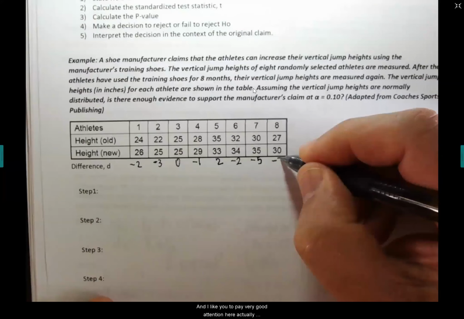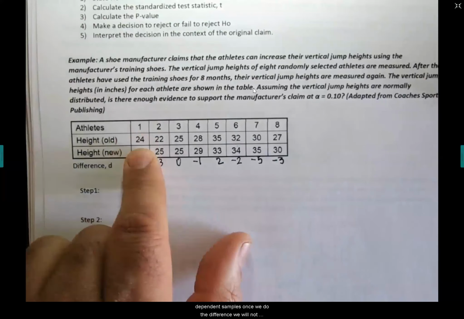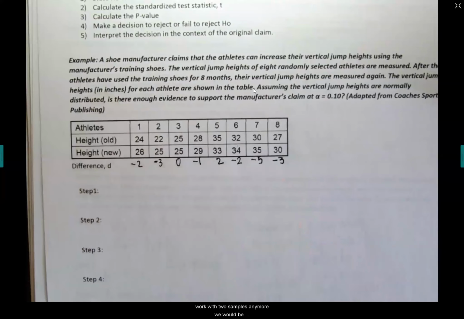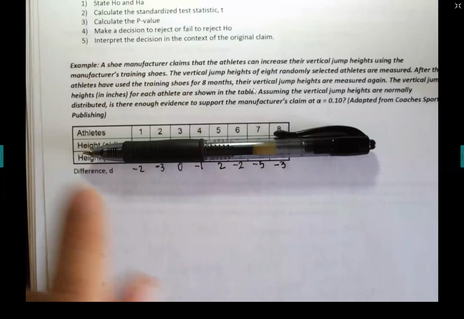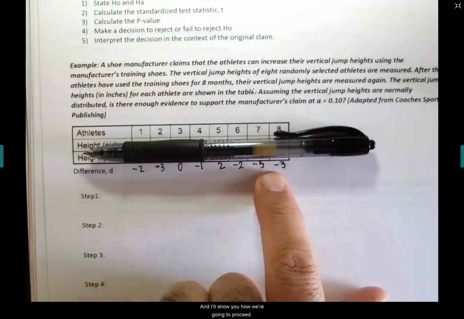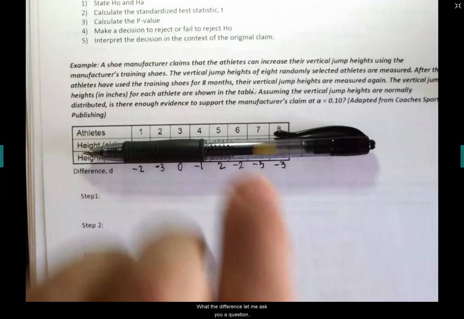And I'd like you to pay very good attention here. Actually, we have two samples, guys, here, but in the case of dependent samples, once we do the difference, we will not work with two samples anymore. We will be working only with one sample, which is the difference. And I'll show you how we're going to proceed with the difference. Let me ask you a question.